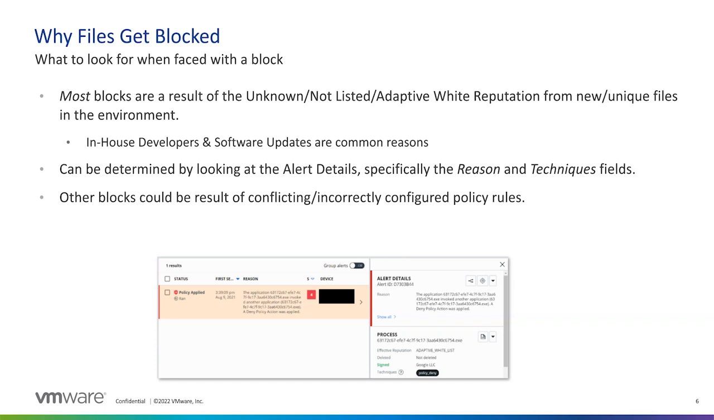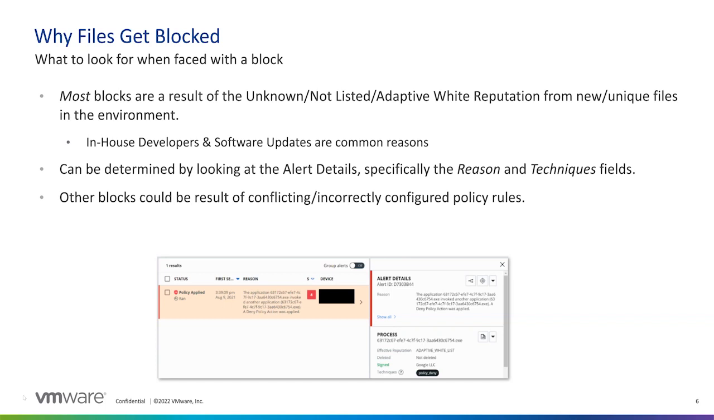Not all blocks are caused by this. You will see other reasons. The product is not only blocked because of unknown reputation. So you are looking at that reason field, and then you're also looking at the techniques field, which you can see in the bottom right of the screenshot. This is where our TTPs will be assigned. These TTPs can usually be correlated back to either a policy rule or a policy configuration that is causing the block. So then you can trace down why and work around how to approve that file to get past that block.